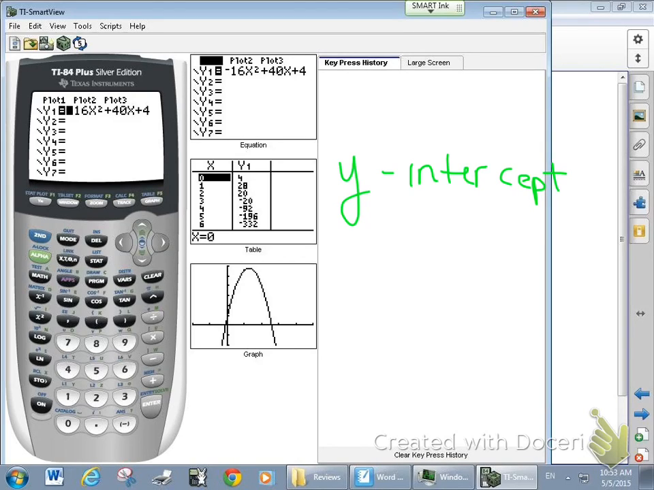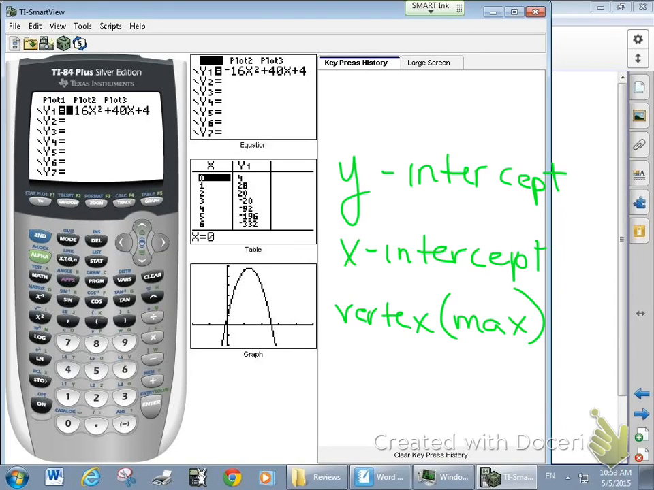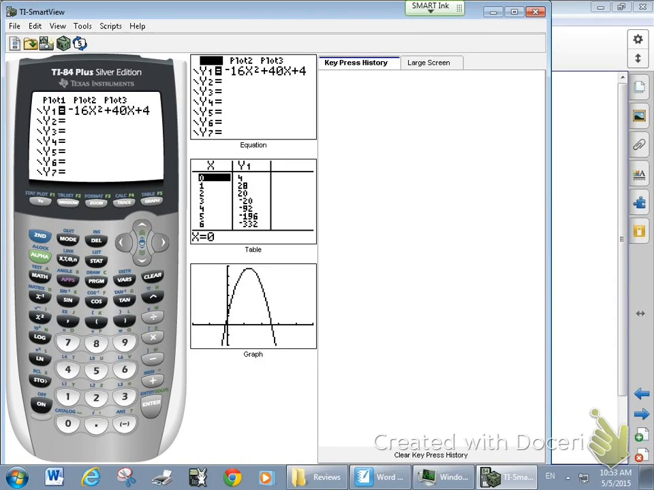The first one being the y-intercept, the second one being the x-intercept, and the third one being the vertex or the maximum. Now, a lot of times it's going to be a maximum, but not always. It could be a minimum. It just depends upon the situation.